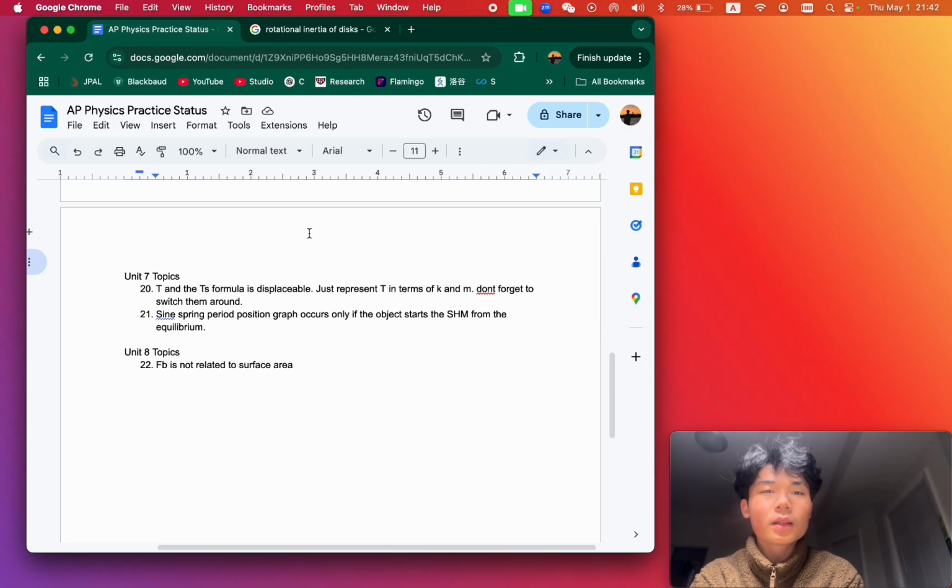All right. So unit 7, 20. The T_s formula is replaceable. So the period T, you can sometimes replace with the T_s or T_p formula that is on the formula sheet. Just know that the T_s formula is not a function, it's just a formula. It seems like a function though.